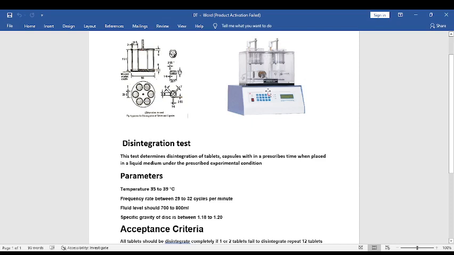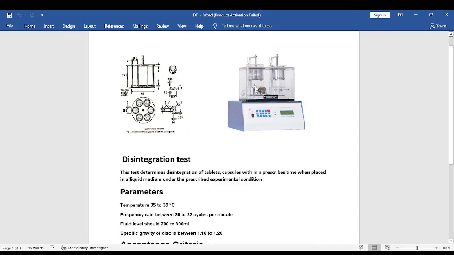If you see this picture, it consists of a basket rack assembly, a 1 liter beaker, a thermostat arrangement for heating the fluid, and a mechanical device for raising and lowering the basket in the immersion fluid at a constant frequency rate. It has two strokes, one is the upward stroke and the second is the downward stroke. The frequency rate of these strokes is 29 to 32 cycles per minute.